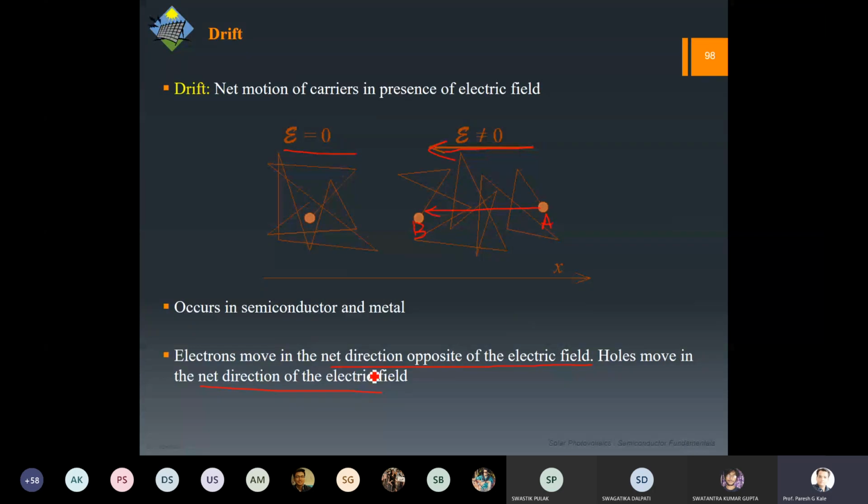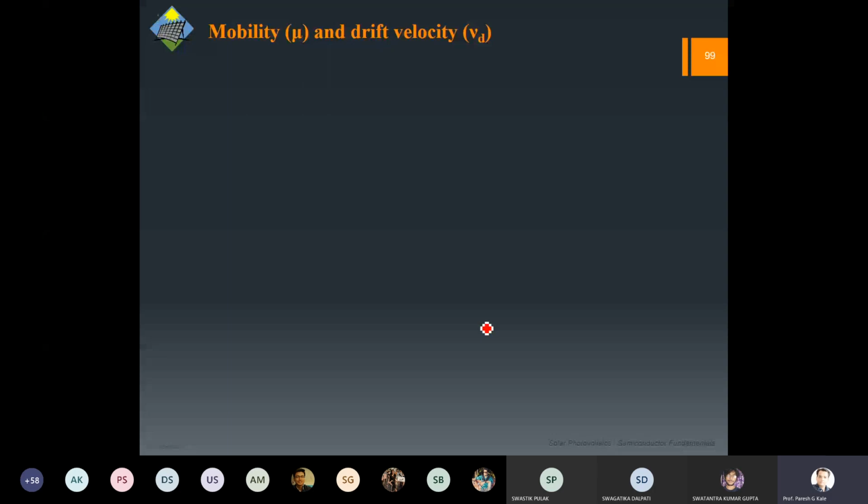Okay, so the net current will be in the same direction as that of the electric field which is applied. Movement would be opposite. Okay, now for this drift we have to think of two parameters, two constants rather. One is mobility and the other thing is the drift velocity.